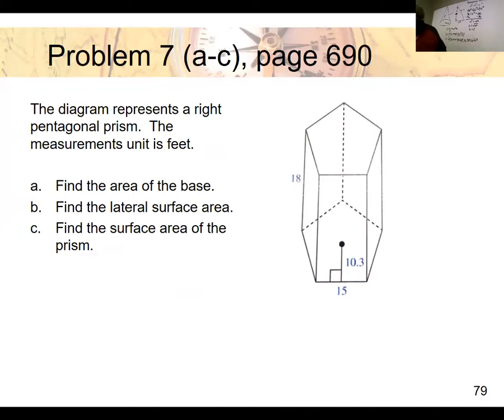All right, this is similar to the one that we did on Wednesday when we were finding the volume of that pentagonal prism. Okay. So I'm going to go ahead and draw that figure on the board.